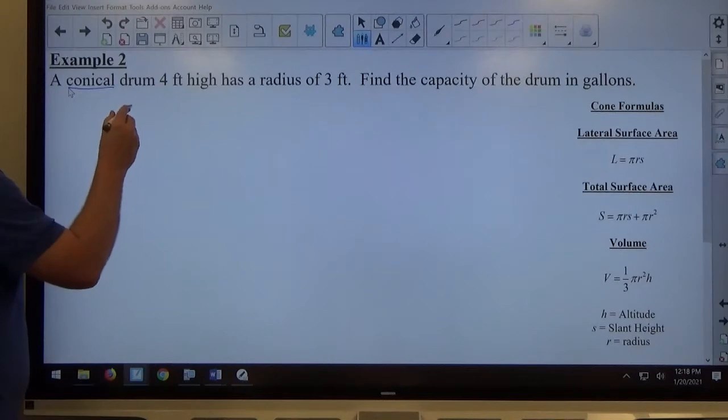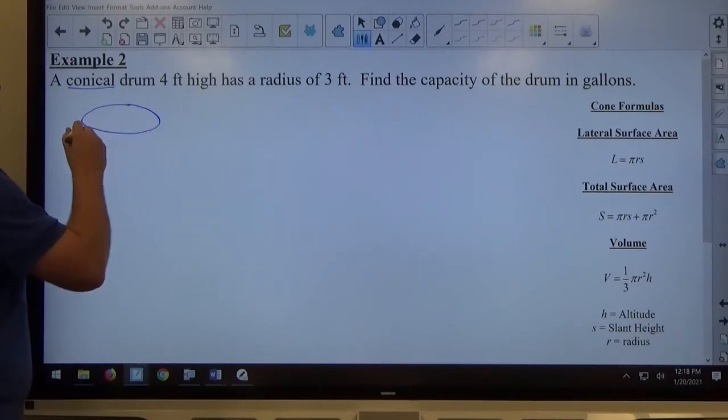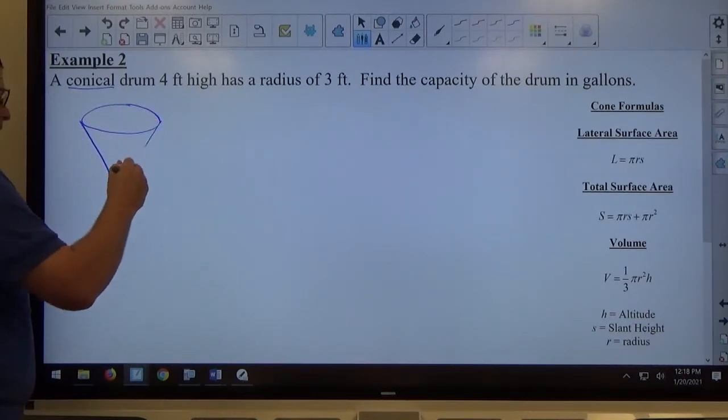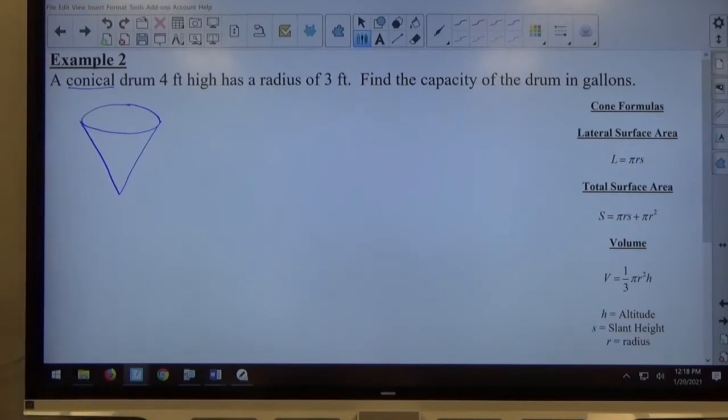So let's put it like so. If it's holding stuff, I would imagine it's shaped like that as opposed to the other way, where gravity would make it all fall down, right? So if we poured liquid into this, it would hold the liquid, right?